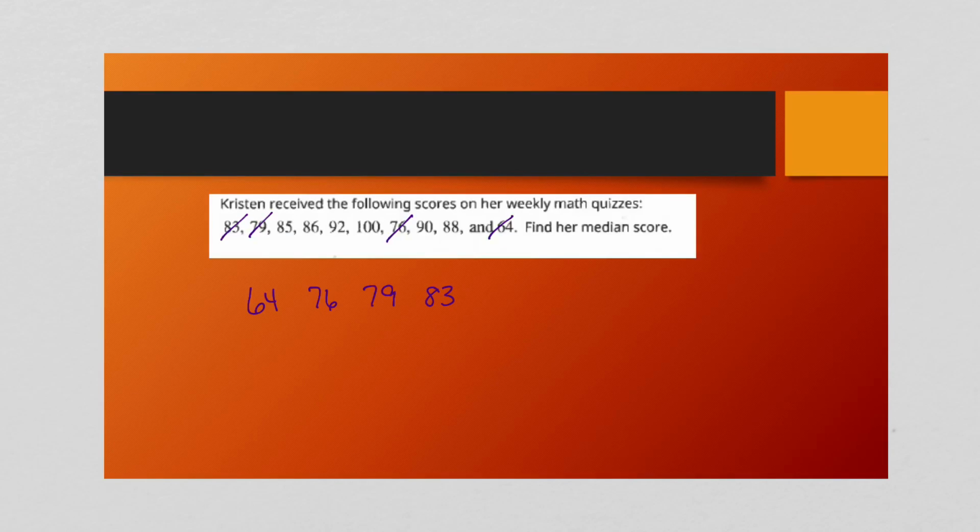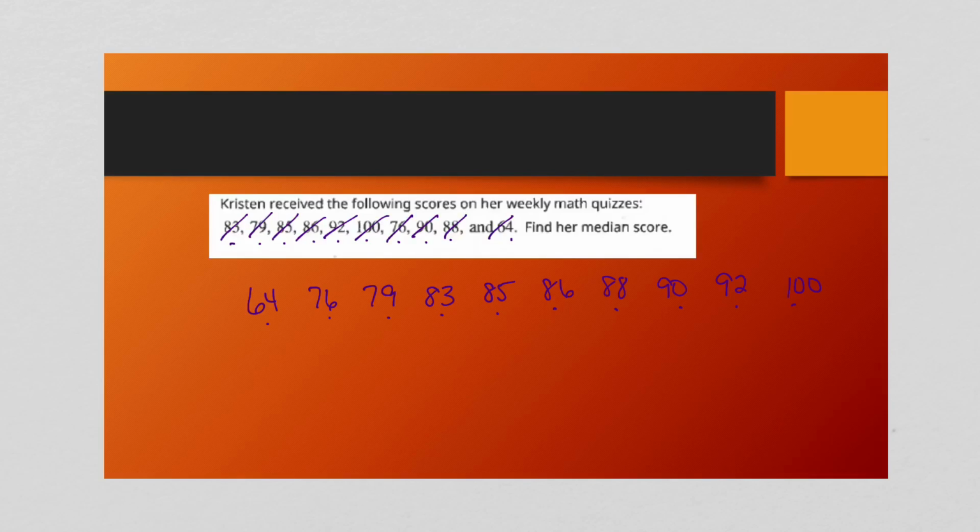After 83 is 85. After 85 is 86. Then we have 88. Then 90. Then 92. And 100. 1, 2, 3, 4, 5, 6, 7, 8, 9, 10. Looks like I got them all.